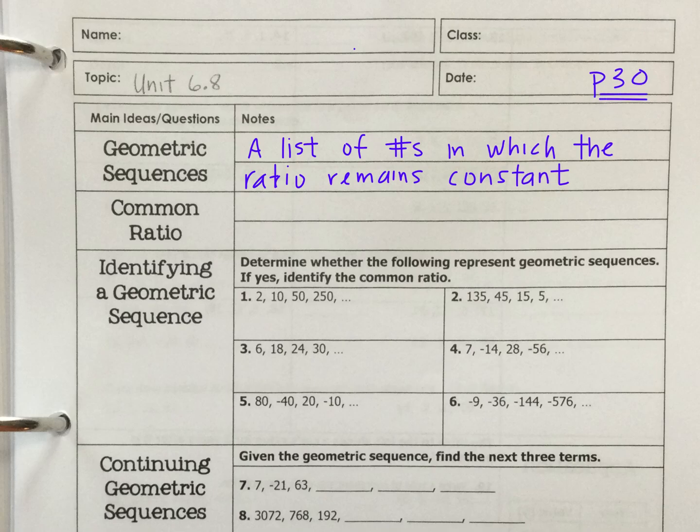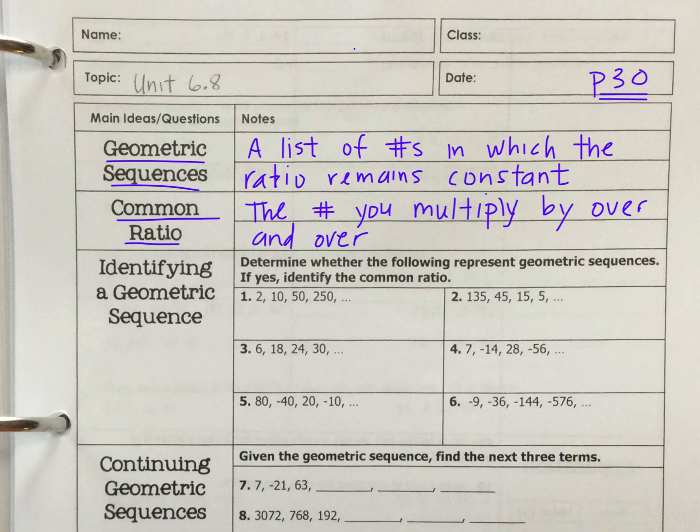All right, this is page 30 in your binder. We are going to talk about geometric sequences first. A geometric sequence is a list of numbers in which the ratio remains constant. The common ratio is the number that you multiply by over and over.